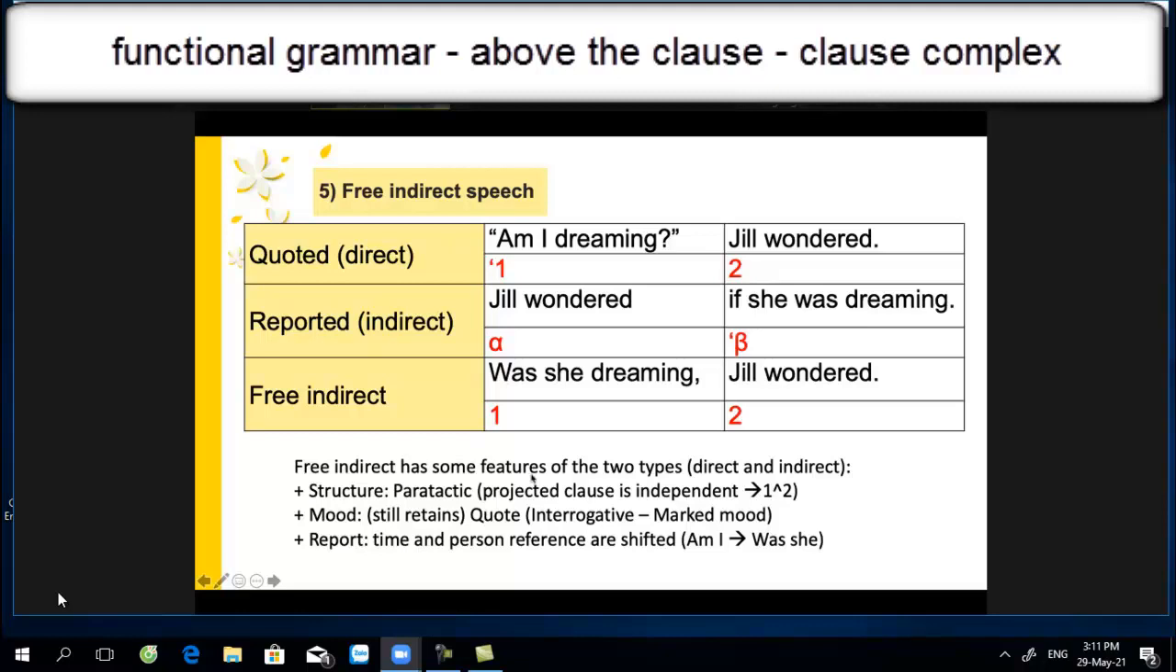And Dr. Halliday concluded that free indirect is a kind of combination between direct and indirect. So in terms of structure, you can see that was she dreaming is still an independent clause. That's the reason why I use 1 and 2 instead of alpha and beta. And in terms of mood, it's still a question, an interrogative, right? But the tense and the subject are changed to was she instead of am I. So it's a kind of indirect. Yeah, so free indirect is a combination of both.